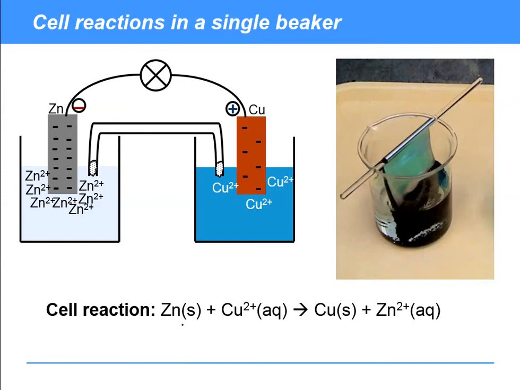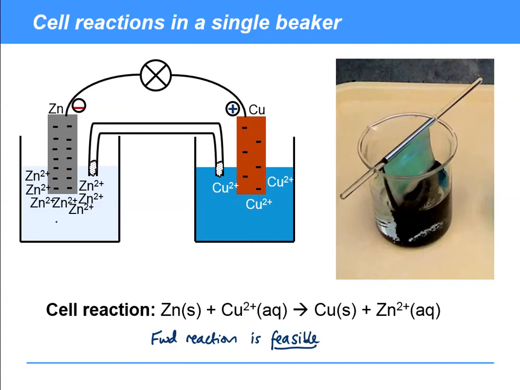Zinc is going to overall form zinc 2+, and copper 2+ is going to form copper. Essentially an irreversible reaction. And we call this cell reaction, this forward reaction here, a feasible reaction. And that means that without a continuous input of energy, that's the reaction that's going to happen.